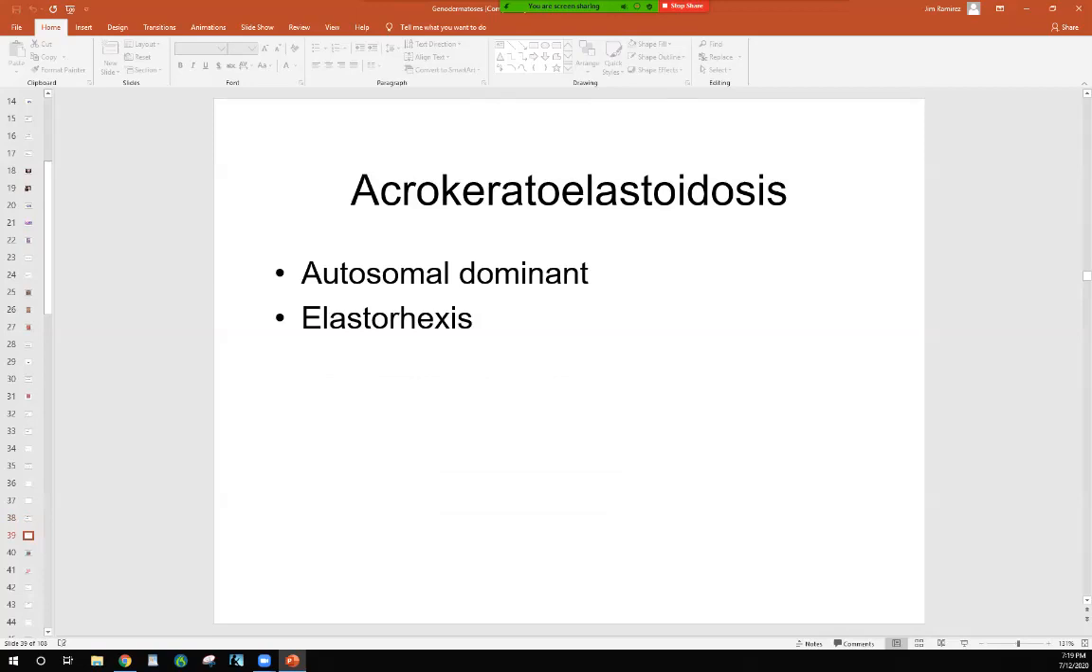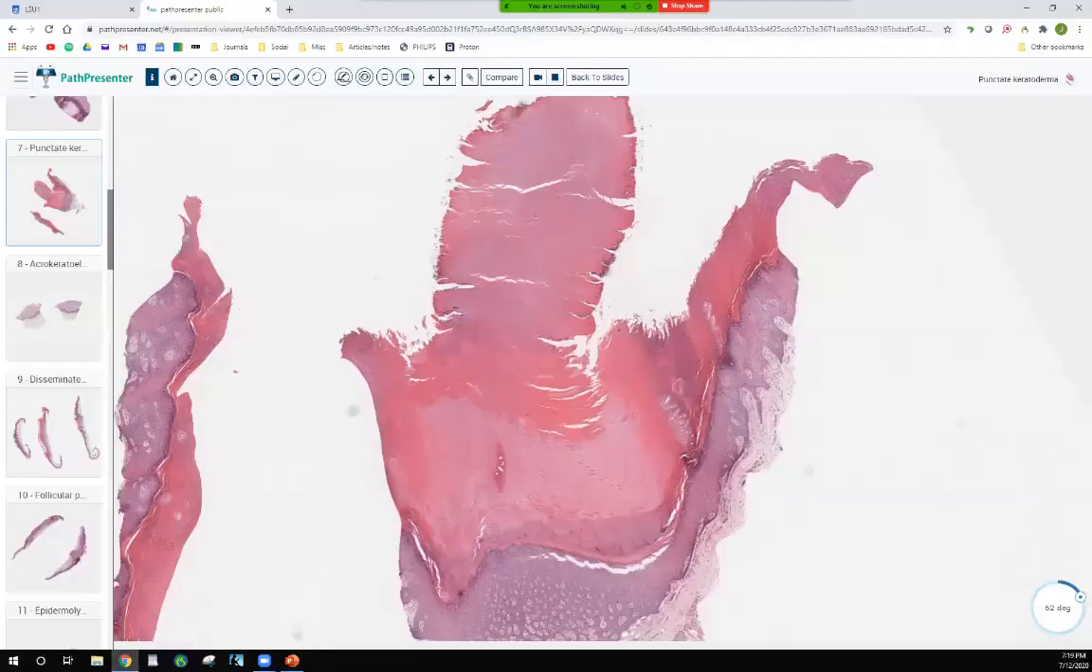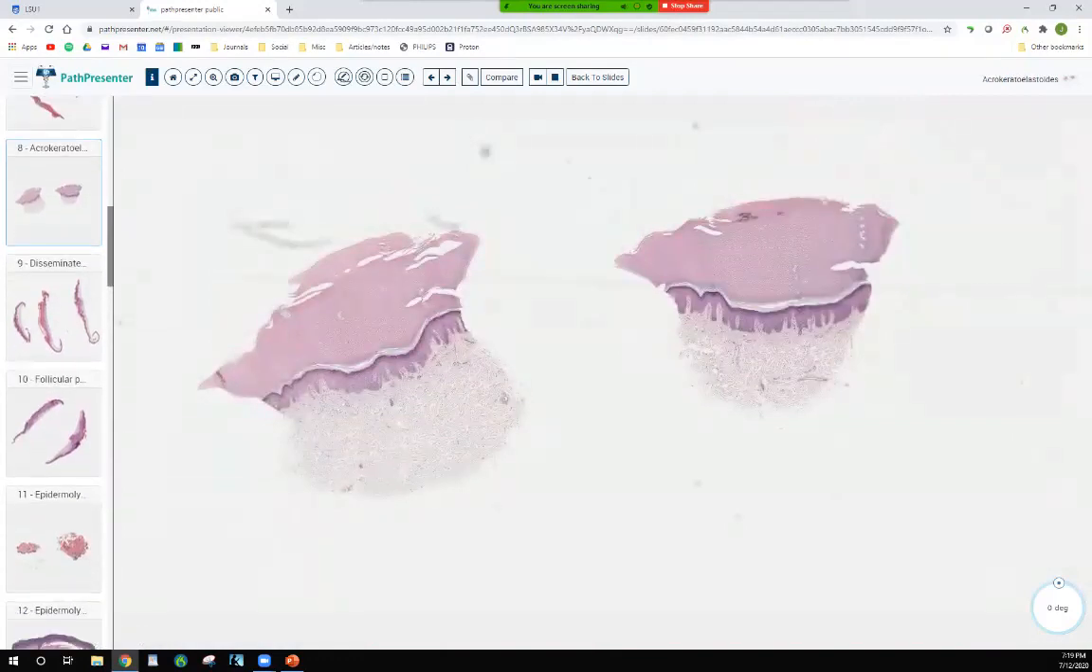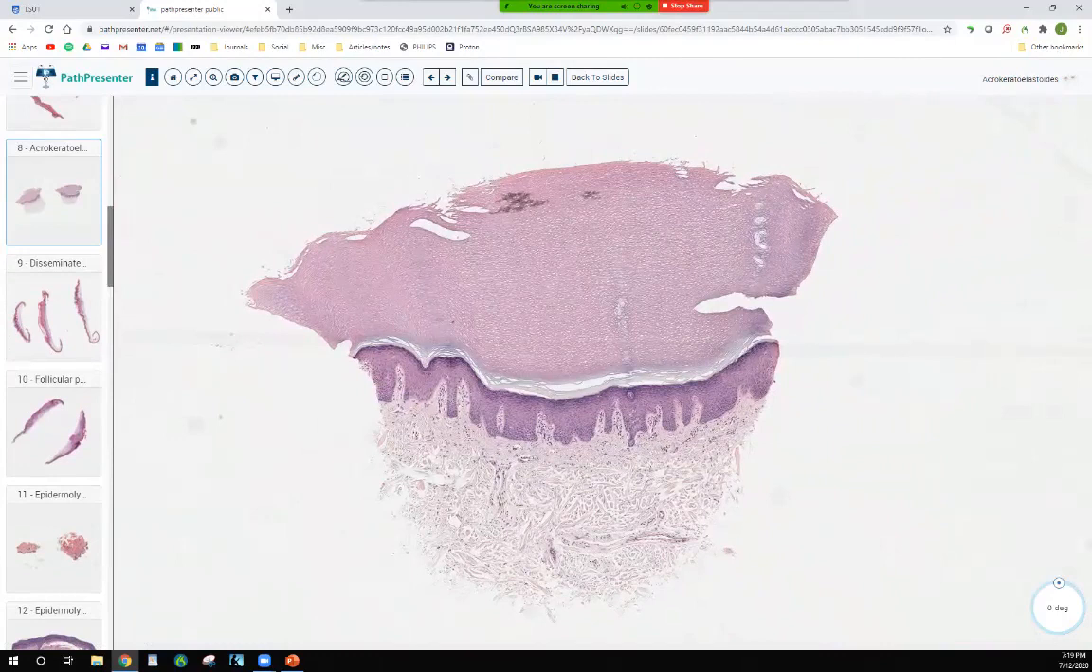Acrokeratoelastoidosis, an autosomal dominant condition. I've seen one case in the last 5 years or so. And this they could ask you because it has elastorrhexis and a very distinct kind of clinical presentation: linear yellowish papules distributed at the sides of your hands or feet. And then we have a good histopathologic picture right here, where you see almost like a cup-shaped depression and this hyperkeratosis.